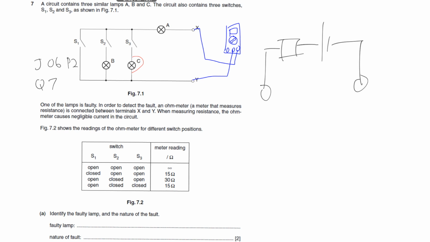15. That's how your 15 is. So therefore, the conclusion is the nature of the fault is shorted. So you can say faulty lamp C, nature of the fault: shorted, as in S-H-O-R-T-E-D.